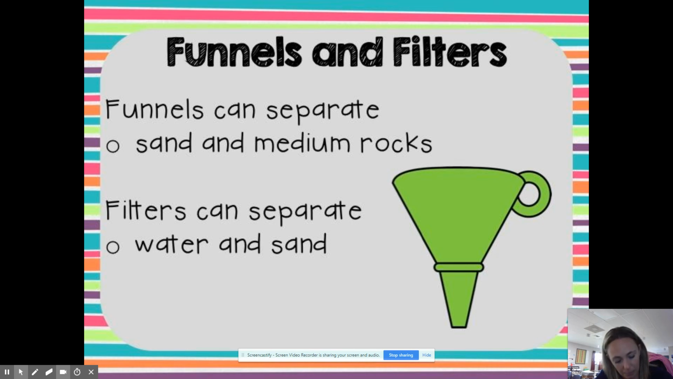So let's do sand and medium rocks, or gravel, or whatever you want to call it, and sand and water. And remember, the filter they keep talking about is like coffee filters.